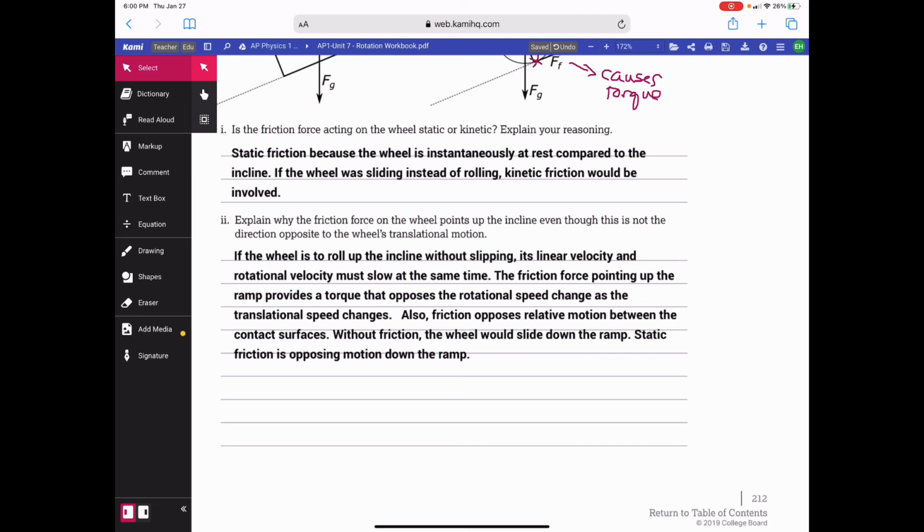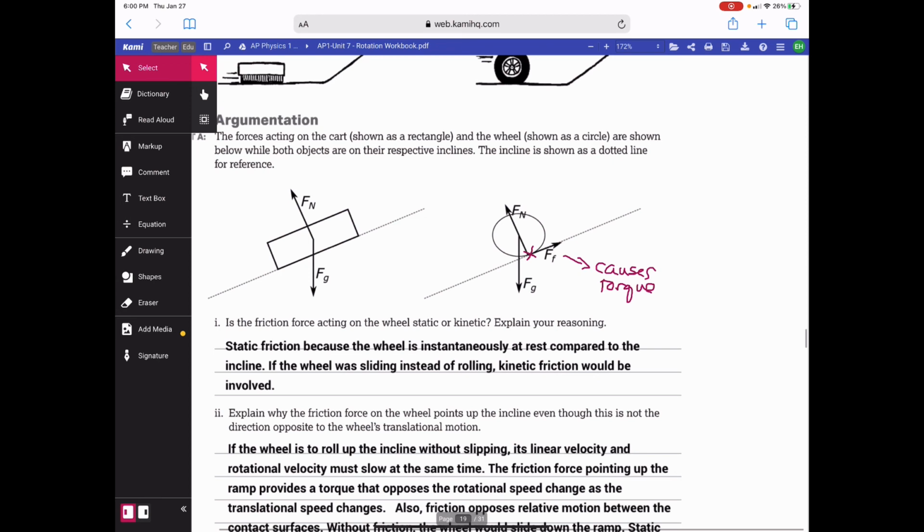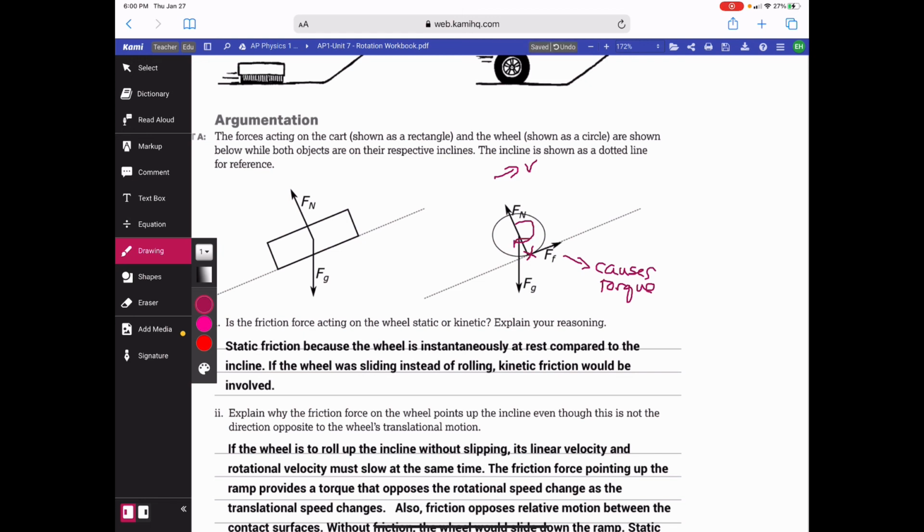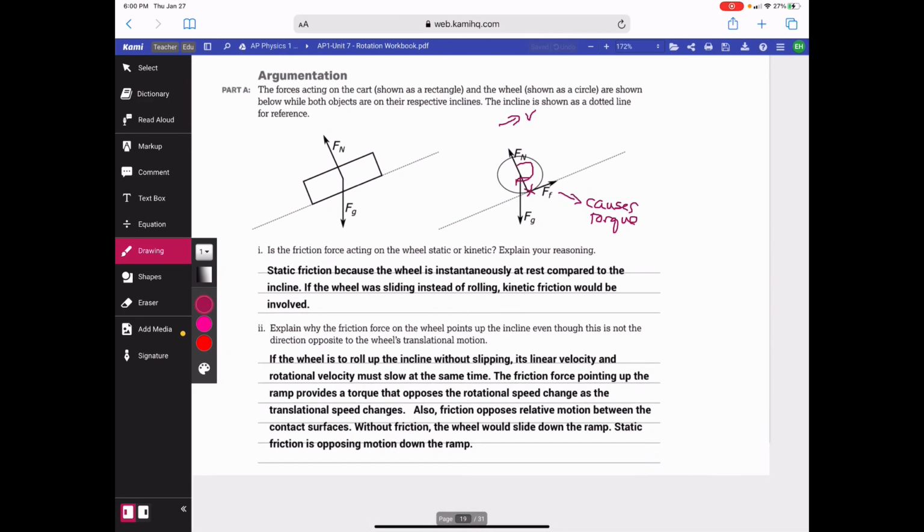If the wheel is to roll up the incline without slipping, its linear velocity and rotational velocity must slow at the same time. So what that means, let's back that up. What's happening here? The linear velocity that's going up the hill and the omega, remember omega is the rotation that the wheel's experiencing, both of them are reducing because you're going uphill and you're losing speed, right?